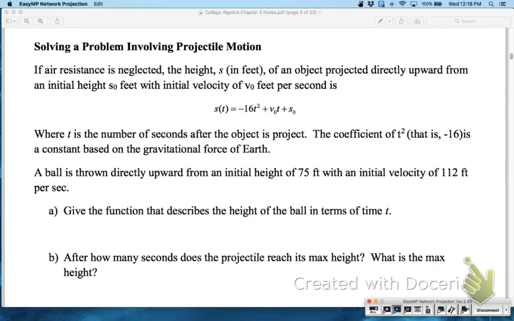So if air resistance is neglected, the height, which is always going to be called S, the position function, is always S. I have no idea why, but it has always been that way as long as I've been doing math, which is many years. Probably has to do with Latin or Greek. So S is the position. It has to be in feet if you're using this particular formula, okay? If you wanted to measure in meters, this formula would not work. Has to be feet. Of an object propelled directly upward from an initial height, S initial feet, with initial velocity of V initial feet per second, is this formula here.